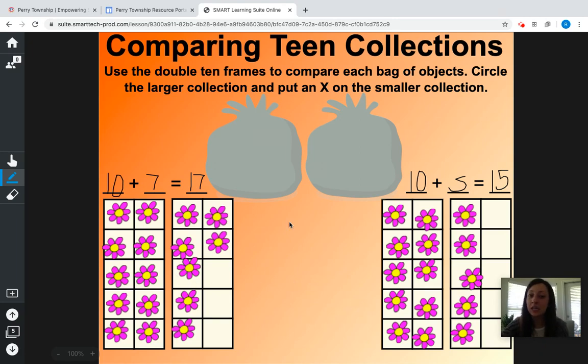So let's look and see. One of them has 17, the other has 15. Which one is the smaller number, the smaller teen number? Great, 15 is the smaller teen number. So we're going to X that one out, and we know that 17 is the bigger number. So when we're comparing those, we're looking and we're seeing that 17 is larger. Okay.